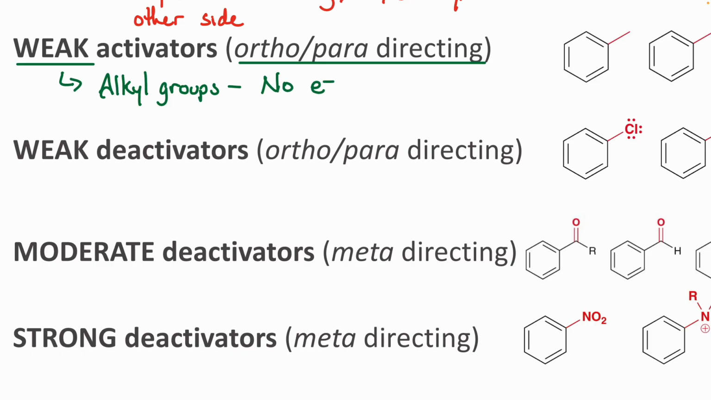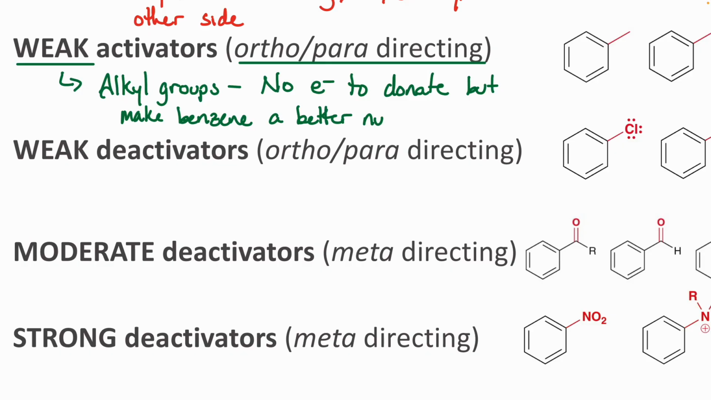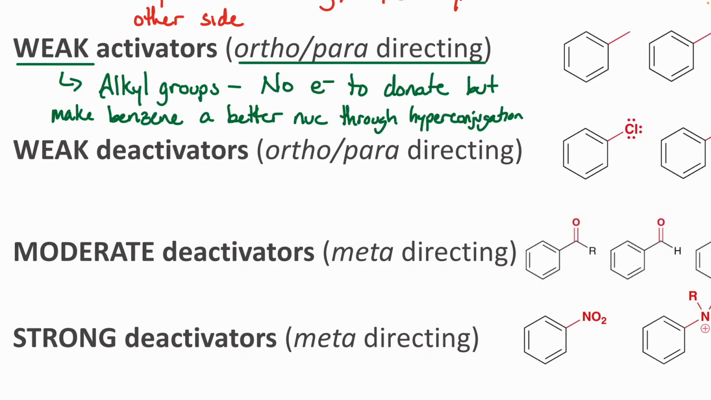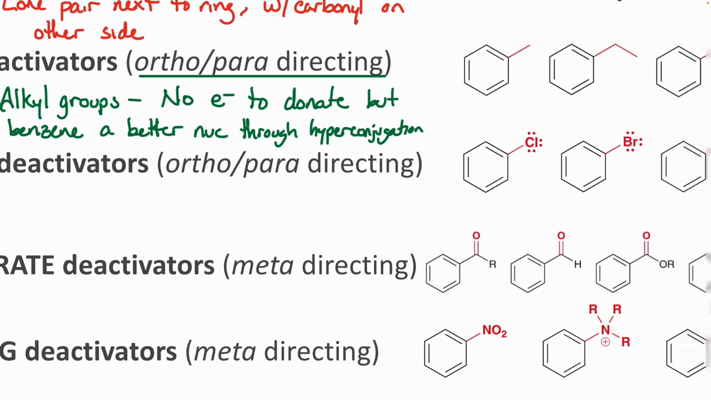All right, they have no electrons to donate, but they still make benzene a better nucleophile through what's called hyperconjugation. Which we're just going to leave as some magical force that is making these benzene rings better nucleophiles.